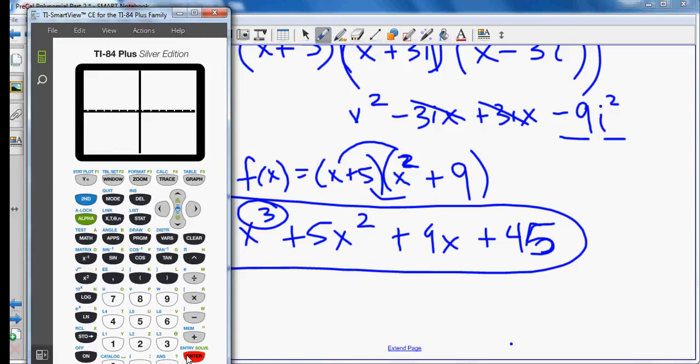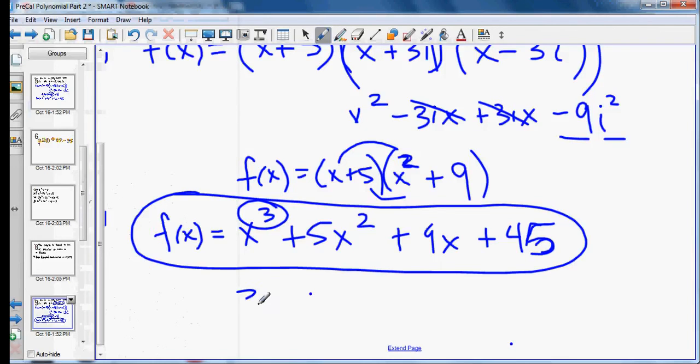So the degree is 3. That means there's 3 total roots. There's one x-intercept. That tells me there's one real root. So that means there must be 2 imaginary that are left.